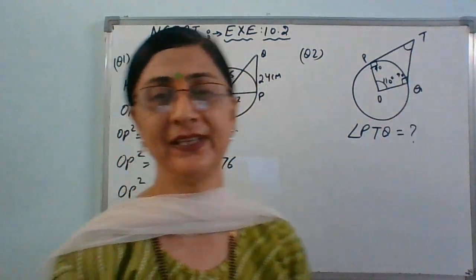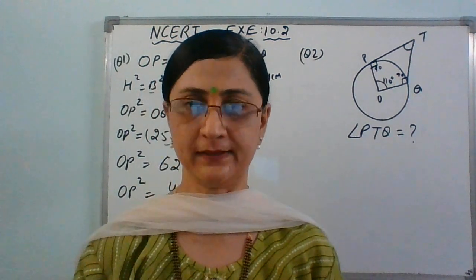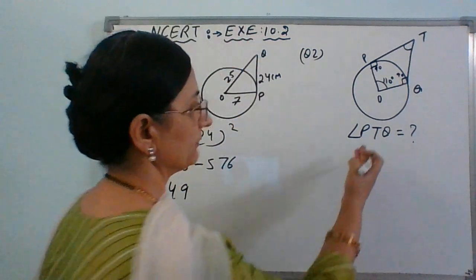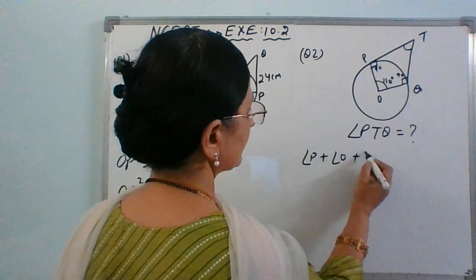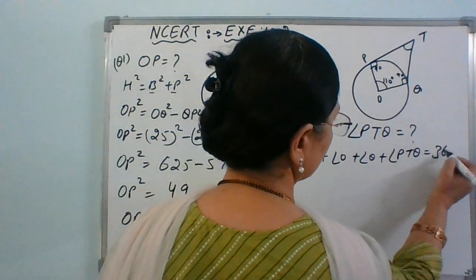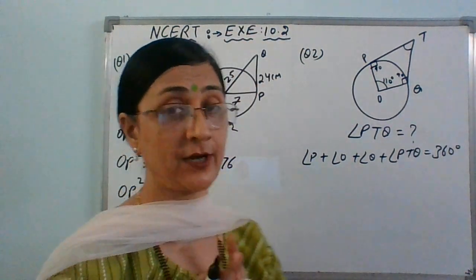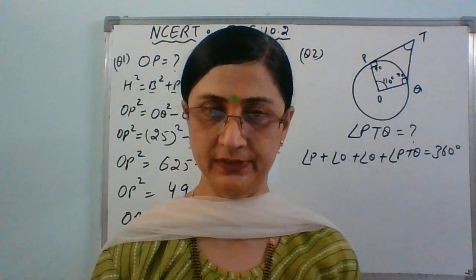So it is a quadrilateral, a four-sided figure. There are 4 angles, so the total of the 4 angles is 360 degrees. So you can find out this. Here angle P plus angle O plus angle Q plus angle PTQ, you can write it this way, equals 360, right? If it is a 3-sided triangle, the total is 180. If it is a 4-sided figure, there are 4 angles and their total is 360.